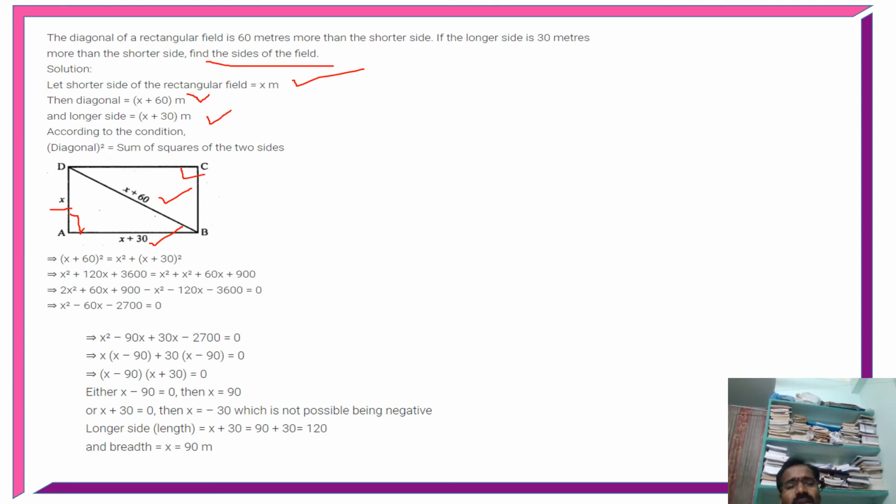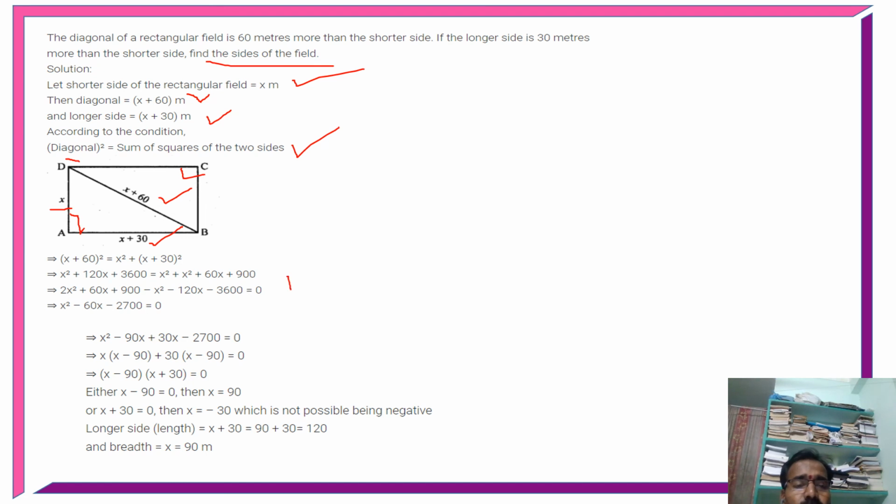Apply the Pythagoras theorem. The diagonal side is the hypotenuse, whose square equals the sum of the squares of the other two sides. So (x plus 60) whole square equals x square plus (x plus 30) whole square. We applied the Pythagoras theorem here. In a rectangle, each diagonal divides it into right angle triangles. In a right angle triangle, the hypotenuse square equals the sum of the squares of the remaining two sides.